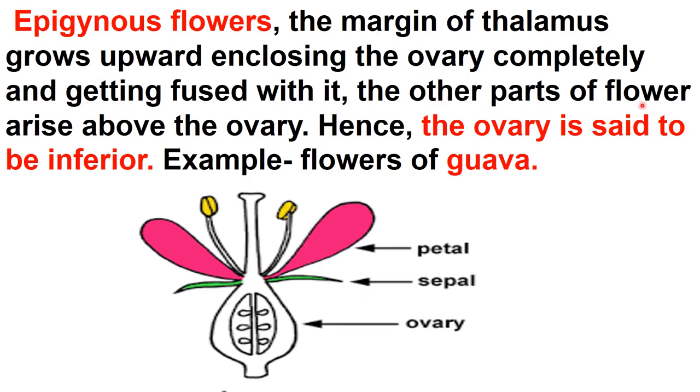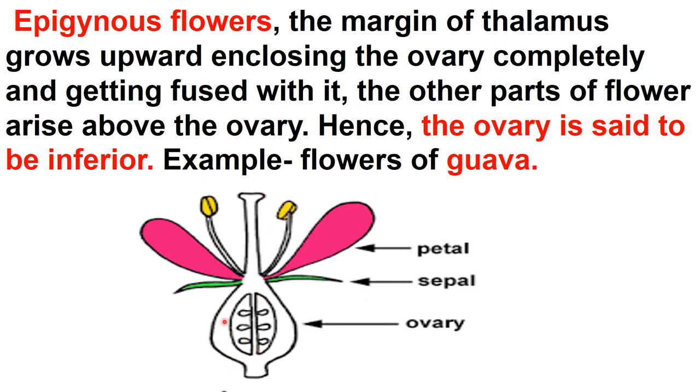The other parts of the flower arise above the ovary. Because the thalamus has covered the ovary completely, the other parts will arise here. You see here, this is the closing portion of the thalamus. So these parts are arising here, and all these parts are above the ovary. These are the androecium, calyx and corolla.